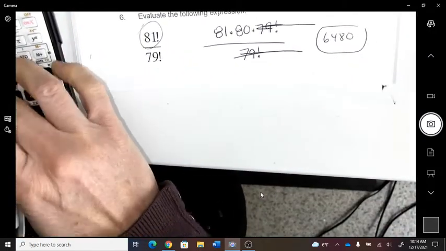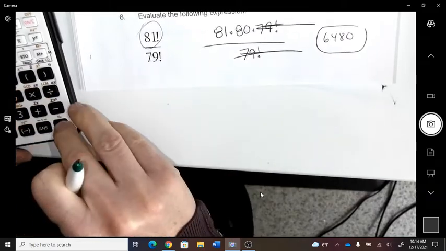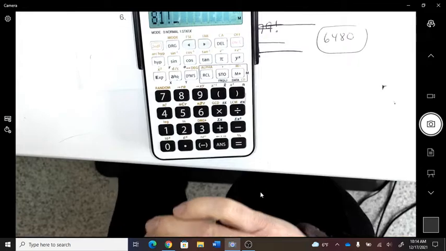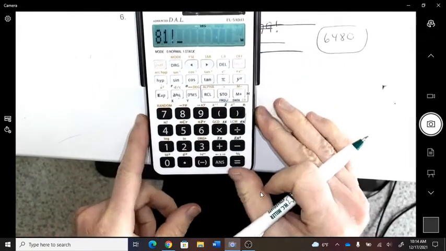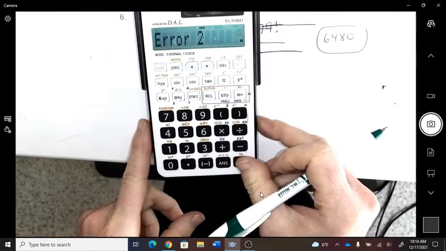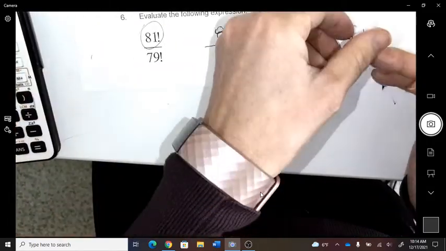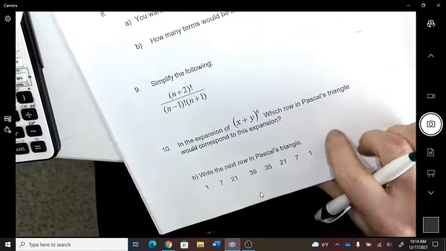Okay, don't worry, I put something on your test that you can't calculate with your calculator, because if you just try to do this on your calculator, it's not going to work because it's just such a big number, your calculator can't handle it. Okay.